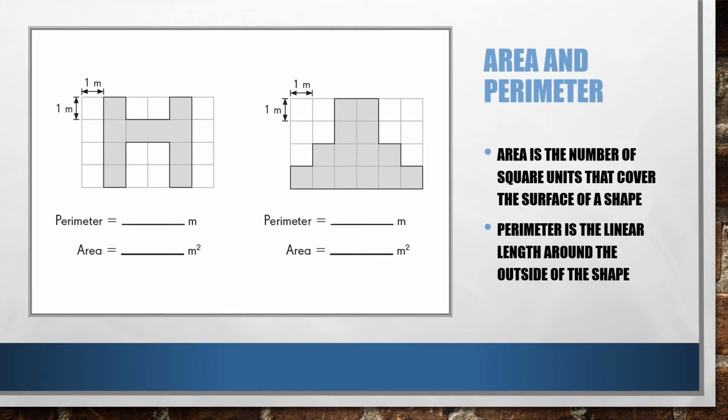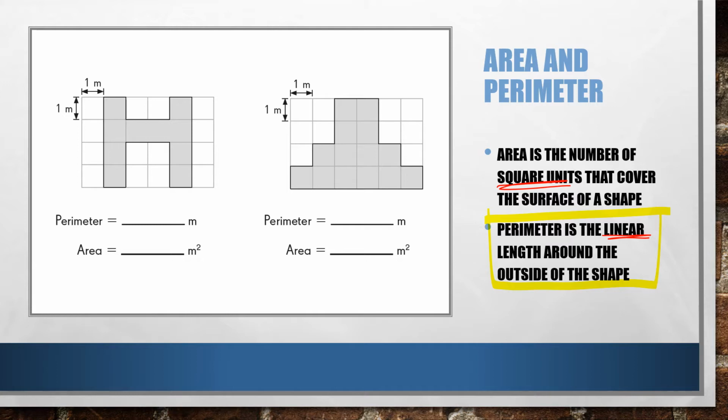Here we're going to combine area and perimeter and make sure that we keep the properties of them separate, so that we know that when we're asked for perimeter, we're finding that linear length. Linear, remember, is line. It has the word line in it. So we're finding the linear length around the outside of a shape. And area is the number of square units that will cover the surface of the shape. So let's look at that briefly here.